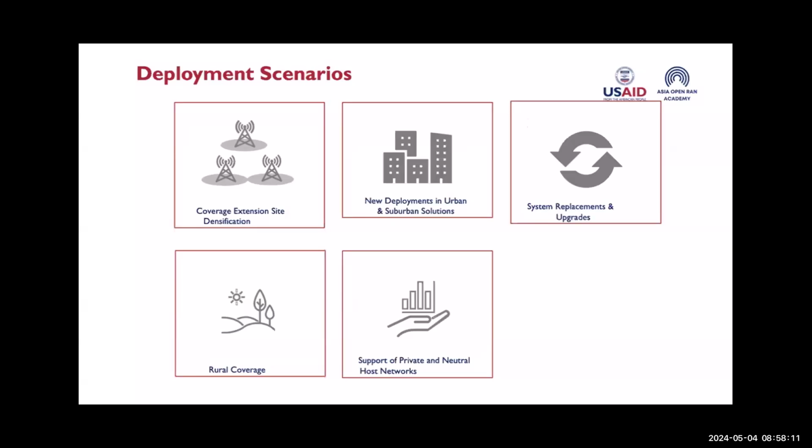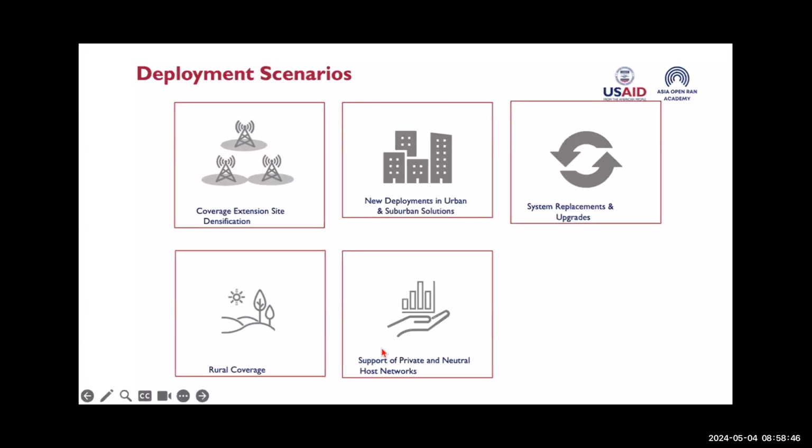Okay. Or you can also replace your existing system. That is what is happening in Palau. They have an existing network that is traditional RAN, and they will replace their system with an Open RAN system. So that's one good example. If you want to read more about what's happening in Palau Island, you can see that they are planning to replace their existing system using Open RAN. Or you can do some upgrades as well.